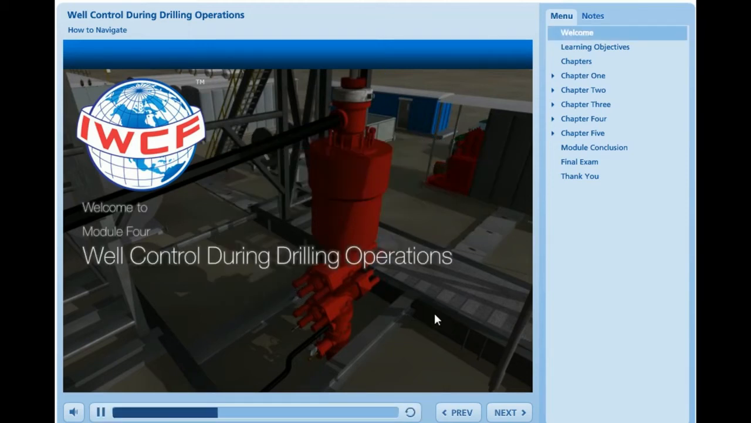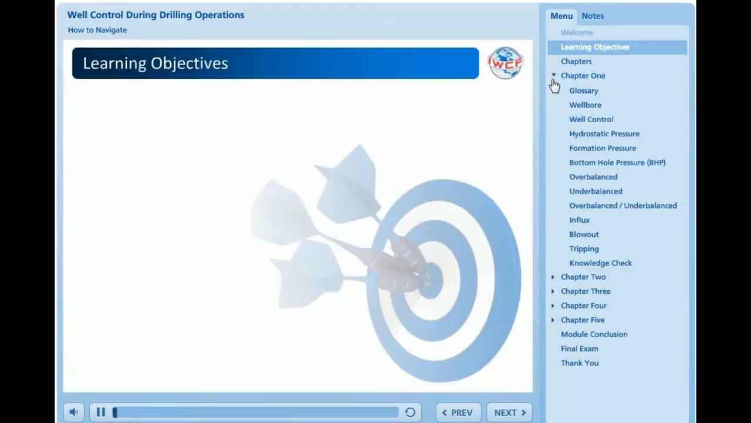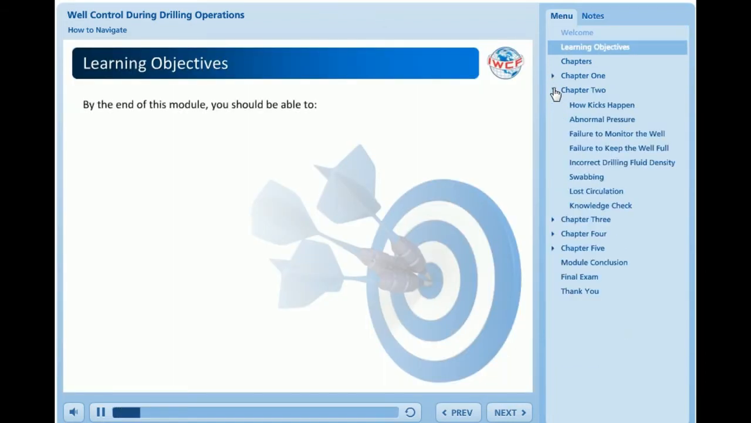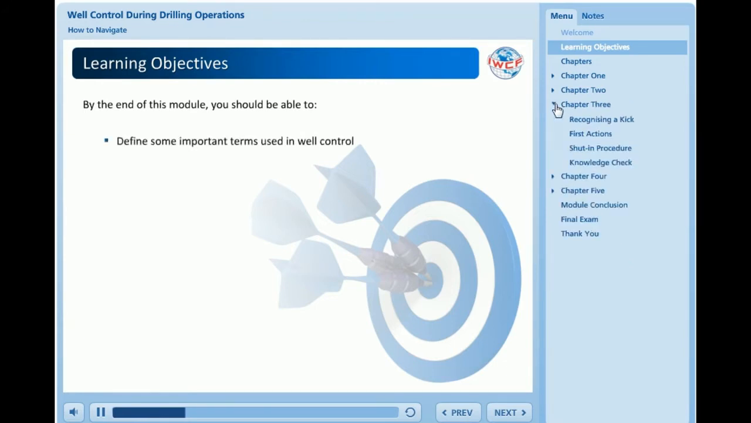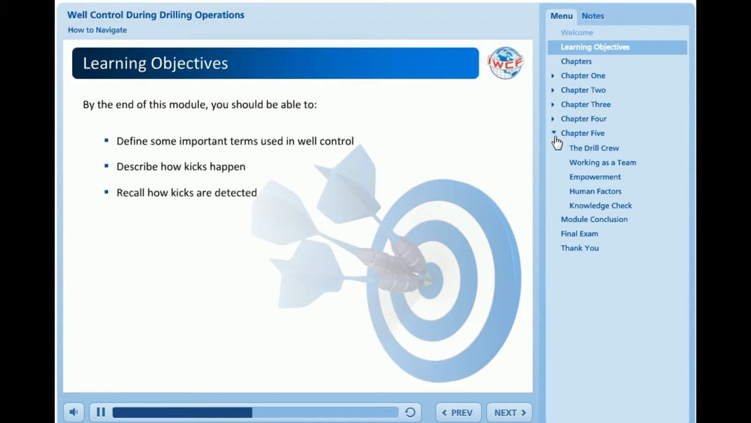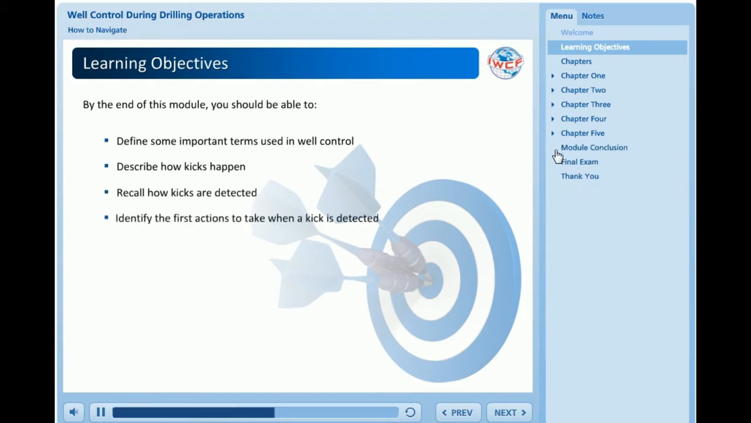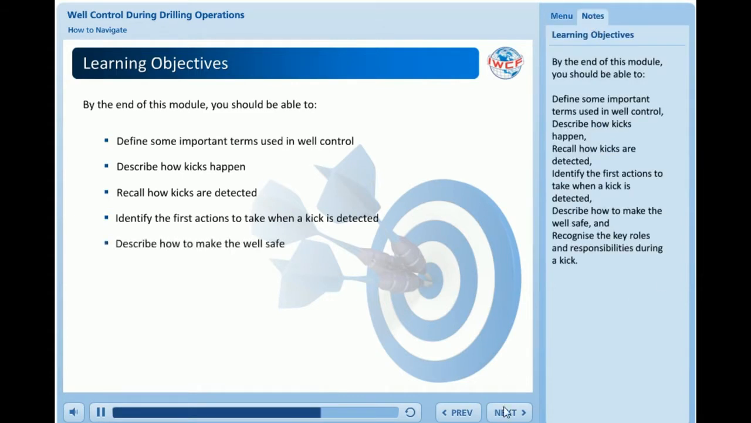Welcome to Module 4, Well Control during Drilling Operations. By the end of this module, you should be able to define some important terms used in well control, describe how kicks happen, recall how kicks are detected, identify the first actions to take when a kick is detected, describe how to make the well safe, and recognize the key roles and responsibilities during a kick.